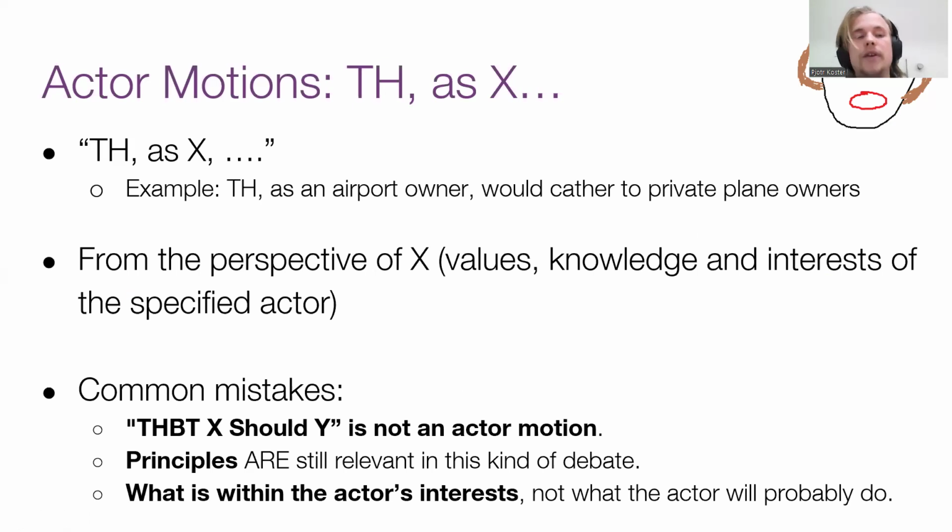The question that you then ask yourself is, from the perspective of X, so the knowledge that you have, the interest that you have, and the specific values that you have, would it overall be good to cater to private plane owners or not? I want to already give a couple of warning signs. The first one is, this House believes that X should Y is not an actor motion. This is just a motion about whether a policy should be implemented, not whether it will be good for that actor to implement that policy.